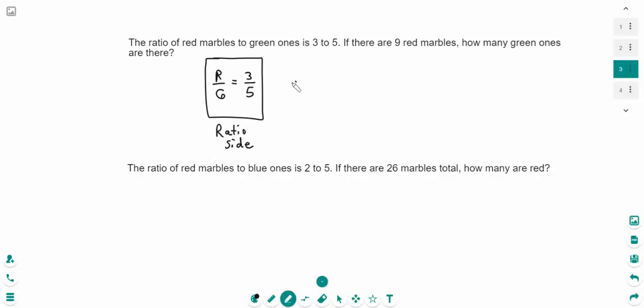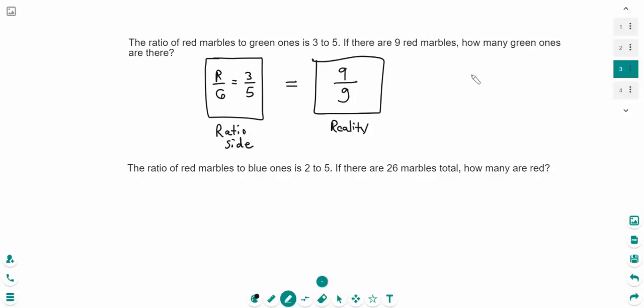And then remember, we have our big equal sign here, and on the other side, we have what's in the problem. What did we call it last time? The reality side. So what in reality are we dealing with here? And in this case, we're dealing with 9 red marbles. So because we put the red on the top over here, we have to put the red on the top over here. 9 red marbles. And then how many green ones are there? Well, we don't know, so we're going to use a G for that, right? And we have 9 over G.